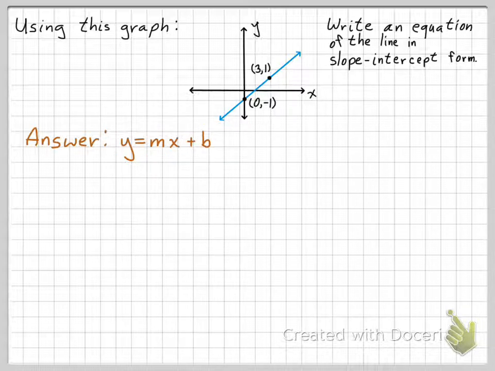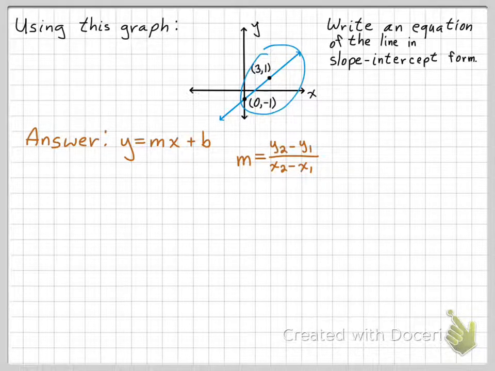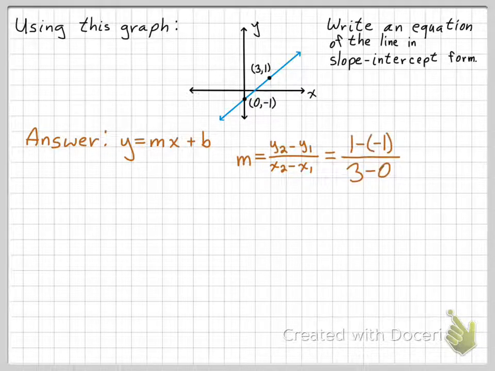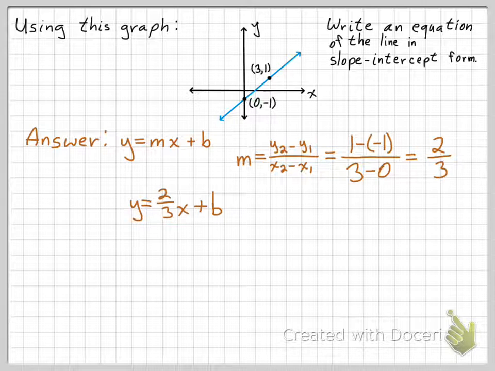And in 3.4 notes, we went over how to find the m, or the slope, right? The slope is equal to y2 minus y1 over x2 minus x1. So you take these values here and you put them into the formula. If you need any review on that, please refer to my 3.4 notes. Okay? So plugging in those values, you get 1 minus negative 1 over 3 minus 0, which reduces to 2/3. So my slope is 2/3. So far I have y equals 2/3 x plus b, but I don't know what my b is.